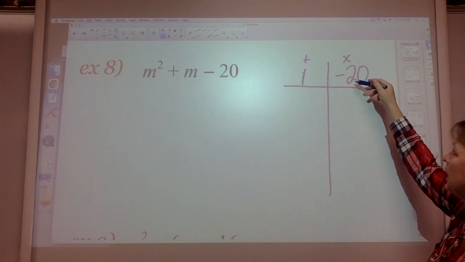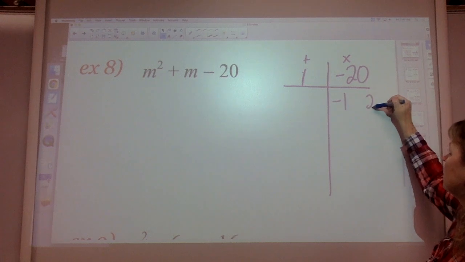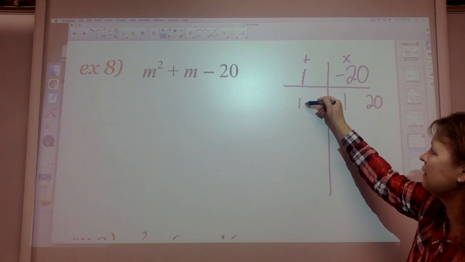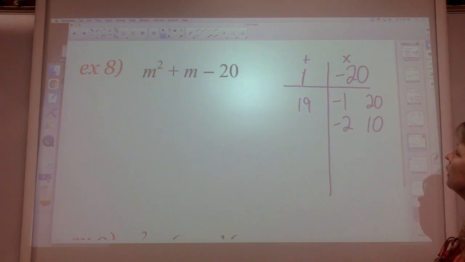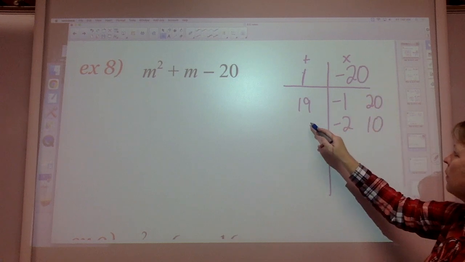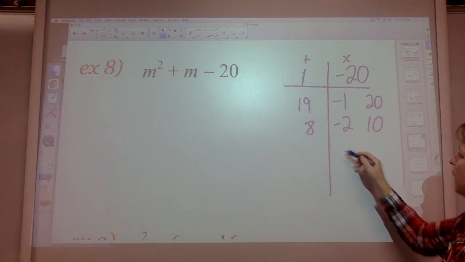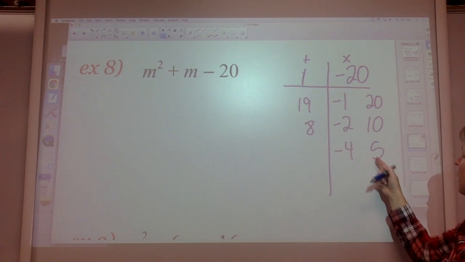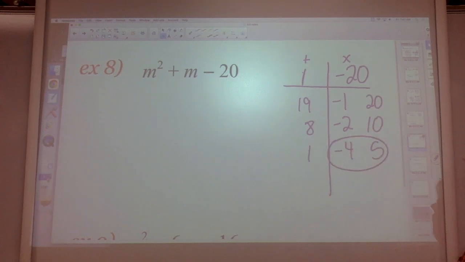If you're multiplying to make a negative 20 and you want a positive 1, you could use negative 1 and 20, but negative 1 plus 20 is 19. That's not going to work. Negative 2 and 10. Negative 2 times 10 works here, but negative 2 plus 10 adds up to 8. That doesn't work. 3 is not a factor. Let's try negative 4 times 5. Negative 4 times 5 is negative 20. Negative 4 plus 5 is 1. And there it is, negative 4 and 5.